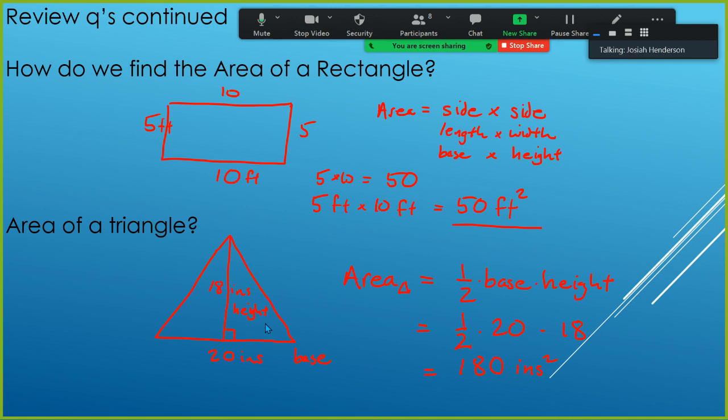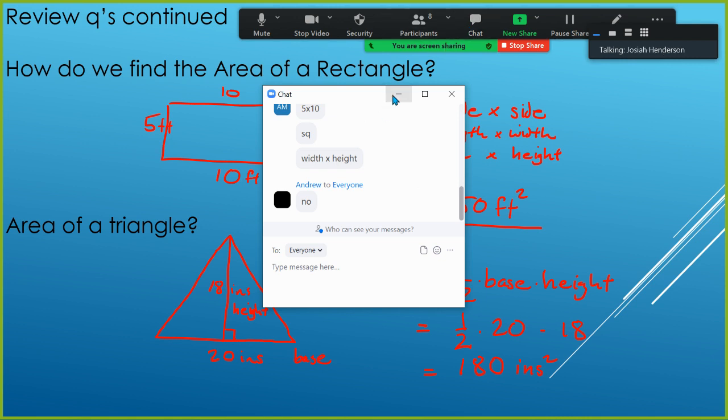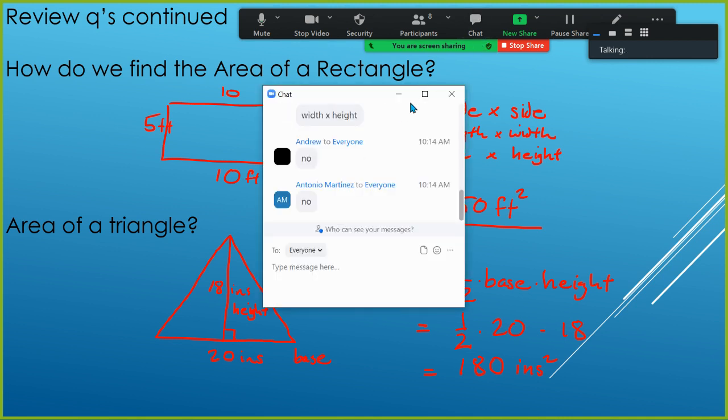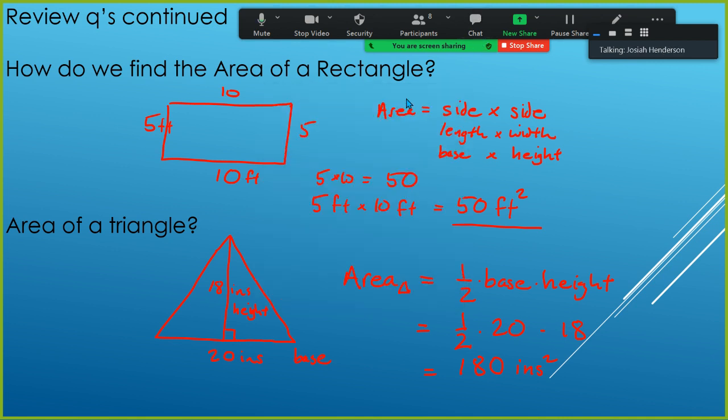Okay, before we start the finding perimeter and area from coordinates, any questions on these last 2 pages? Comments? Concerns? Thanks, Andrew. Okay. Let's get started. So Antonio, you as well. Thank you guys for letting me know.